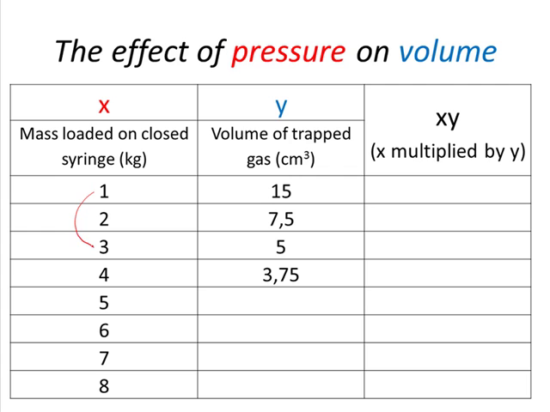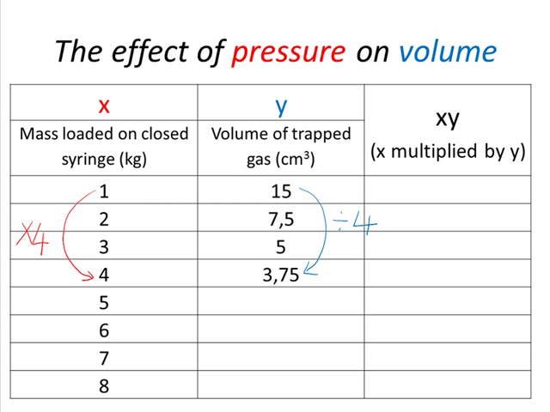Let's compare the first and third treatments. Compared to the first one, we've tripled the mass placed on the syringe, and as a result, the volume of the trapped gas has decreased by a factor of 3. 1 times 3 gives you 3. 15 divided by 3 gives you 5. Compare the first and the fourth treatments. 1 times 4 gives you 4. 15 divided by 4 is 3,75.